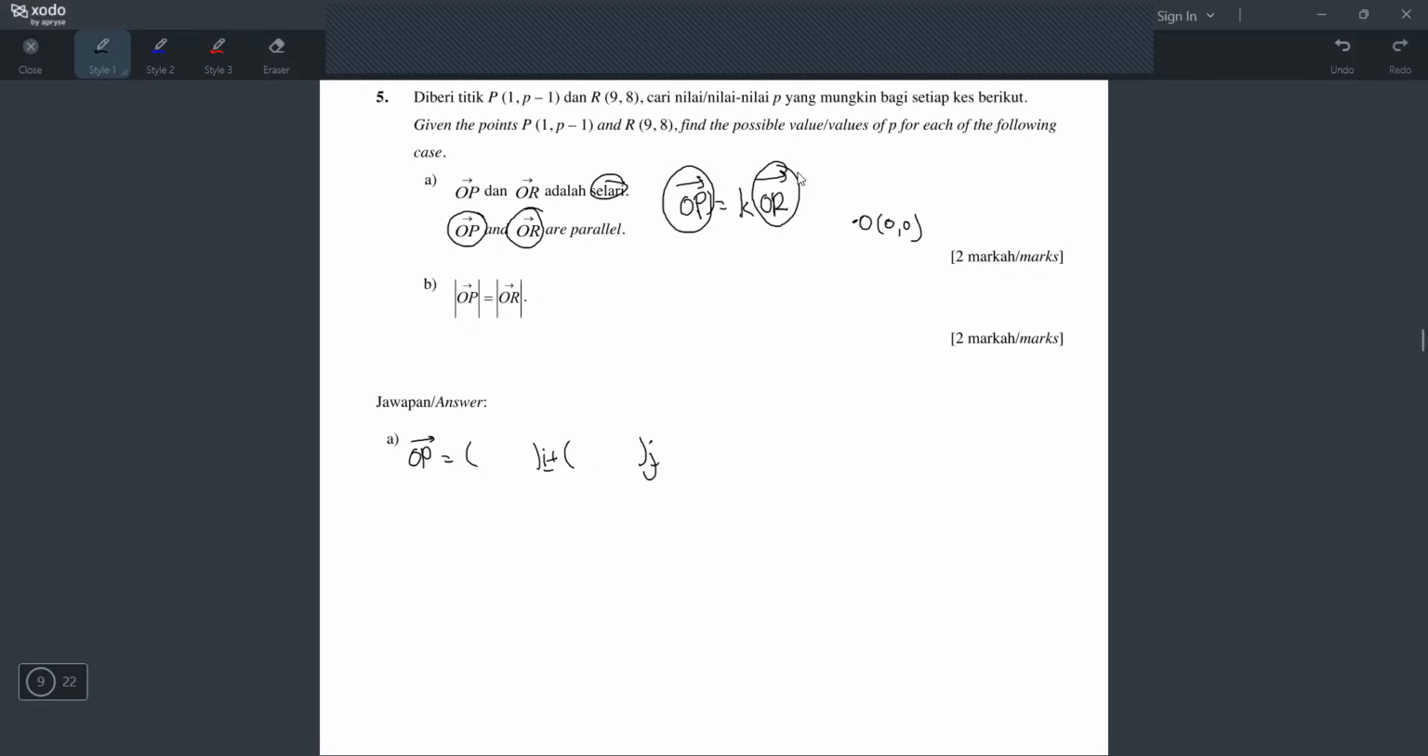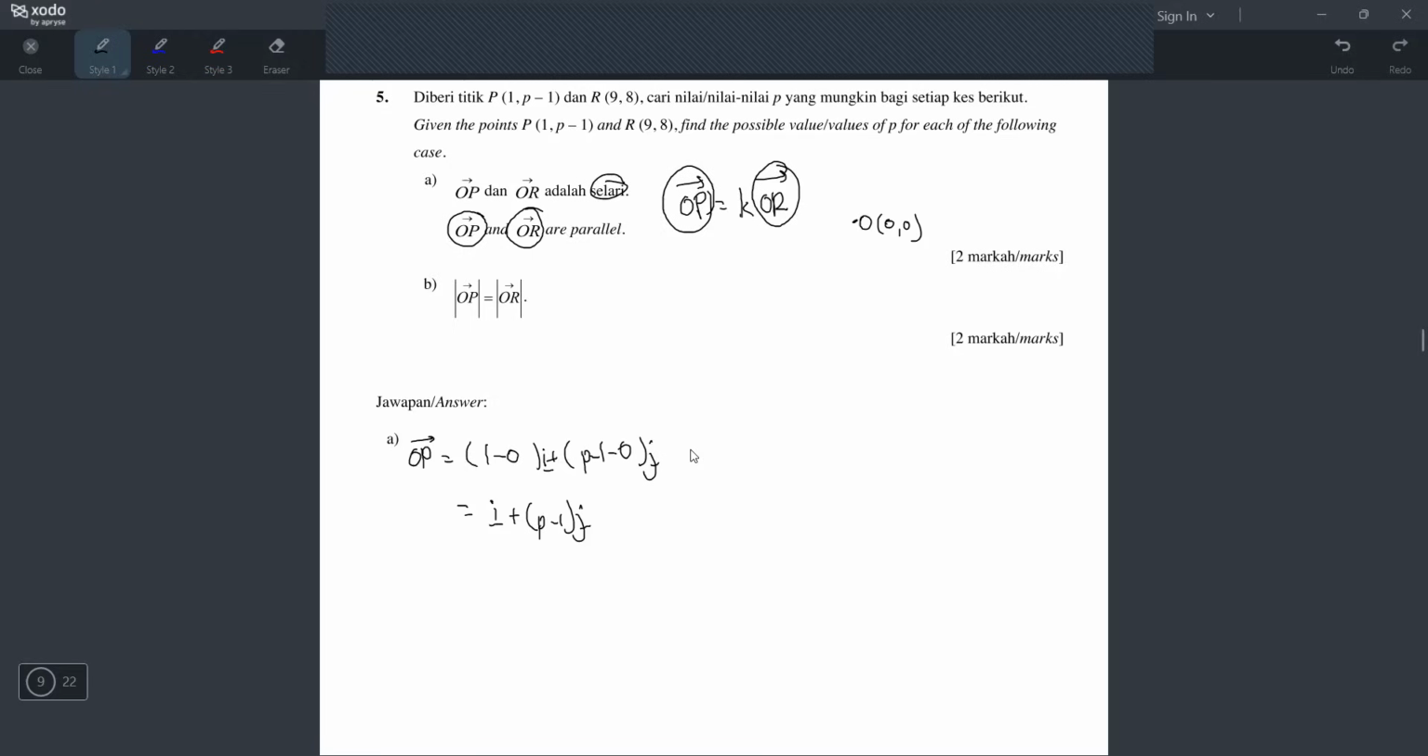Because this is a coordinate vector, right? So what you have to write in front here is the x coordinate minus x, which is 1 minus 0, right? And nothing happens, it will just be 1. And then p minus 1 also minus 0. In the end you will get i plus (p minus 1)j. So this is the vector OP, right?